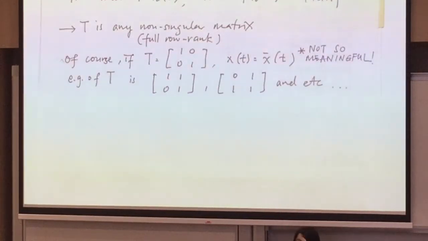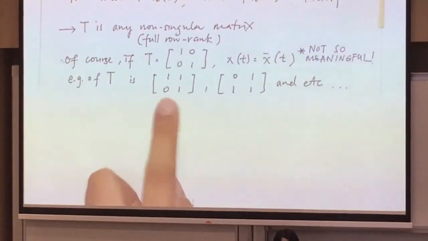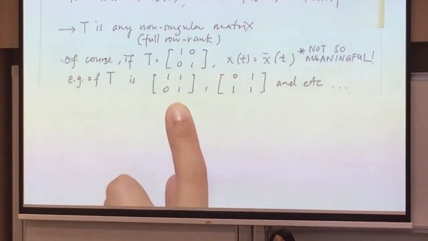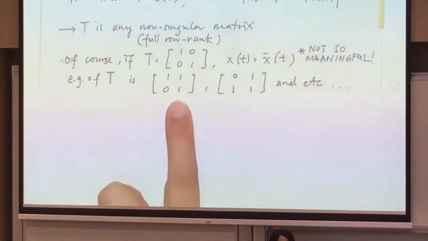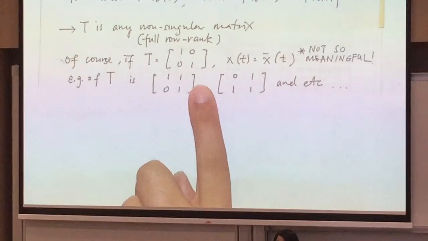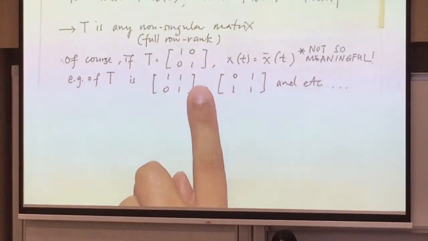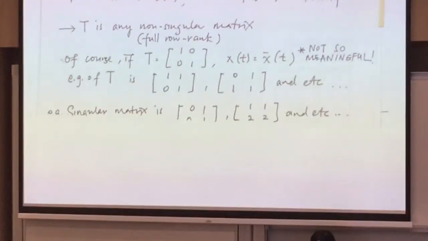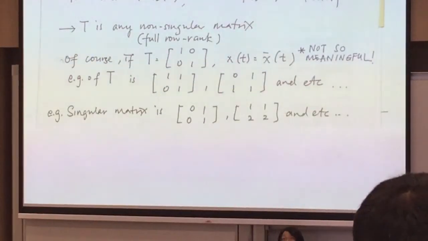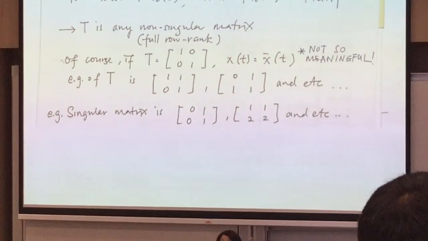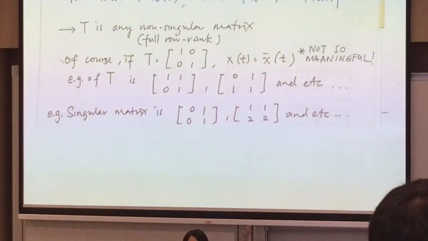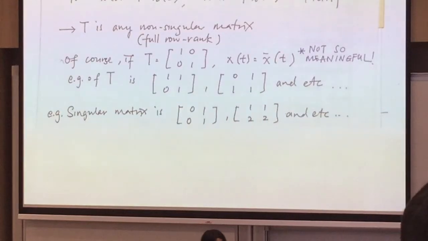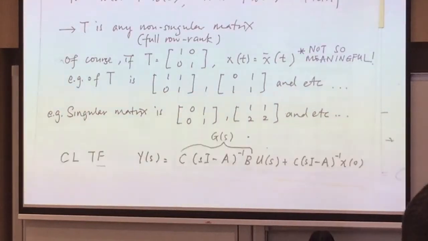Some examples of T will be [1 1; 0 1]. This is still full row rank because you cannot use row 2 to define row 1. They are still linearly independent, or it can be [0 1; 1 2], and so on. What's a minimal example of a singular matrix, like [0 1; 0 1]? That's silly, right? Because row 1 and row 2 are exactly identical, or [1 1; 1 1].